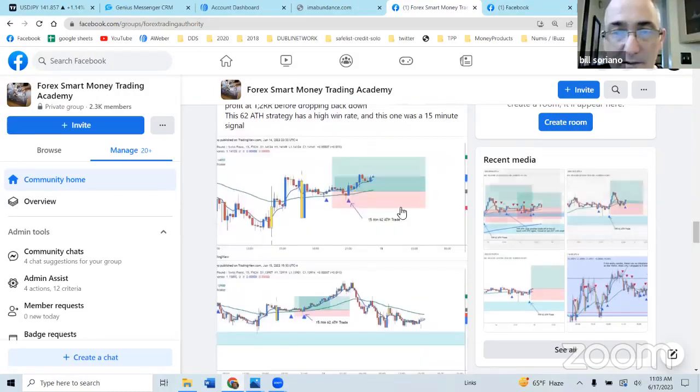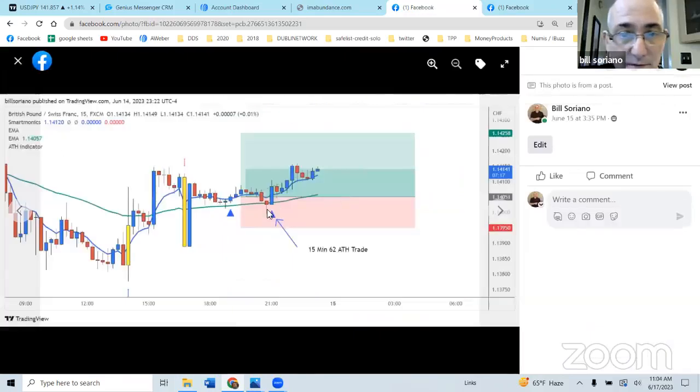But as we can see here, this was the pullback to the 62, that's the green moving average line. And then we got the ATH, our proprietary indicator, that's these blue triangles here. We can set this so that they only show up when there's been a pullback to the 62 moving average, so you don't get all the ATH indicators, just the ones lining up with your strategy. And then here's the candle right here.